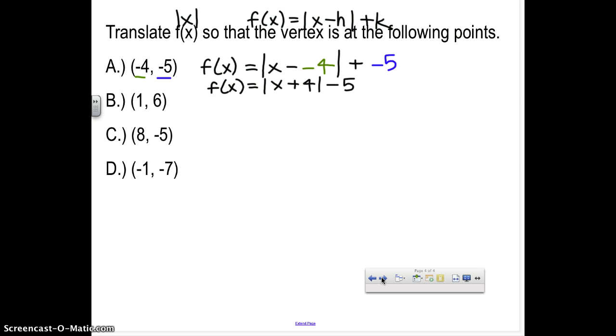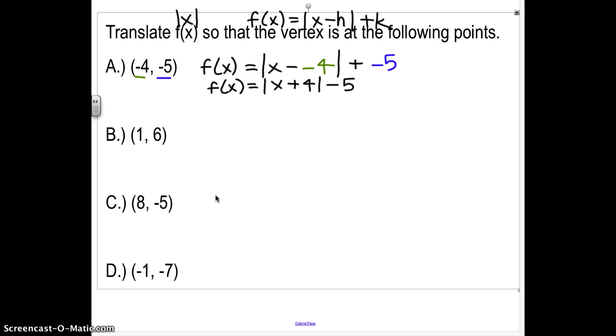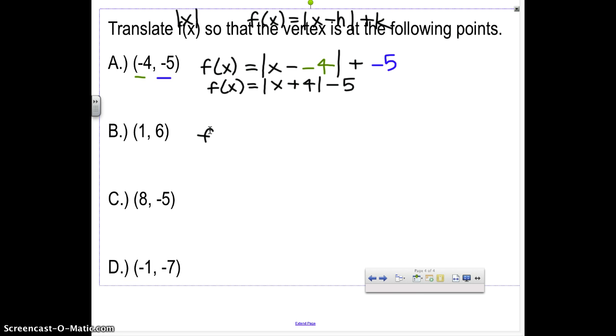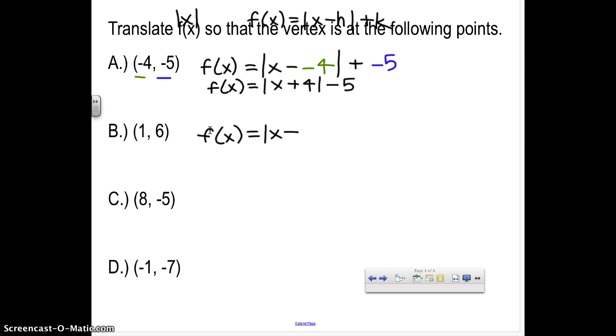Okay? You try the next 3. Make it happen. Substitute it and figure out what h is, figure out what k is. Ready, go? Okay, let's check and see how you did in this first one. F of x equals the absolute value of x minus h. H here is 1, plus k. K here is 6. Absolute value of the quantity x minus 1 plus 6.